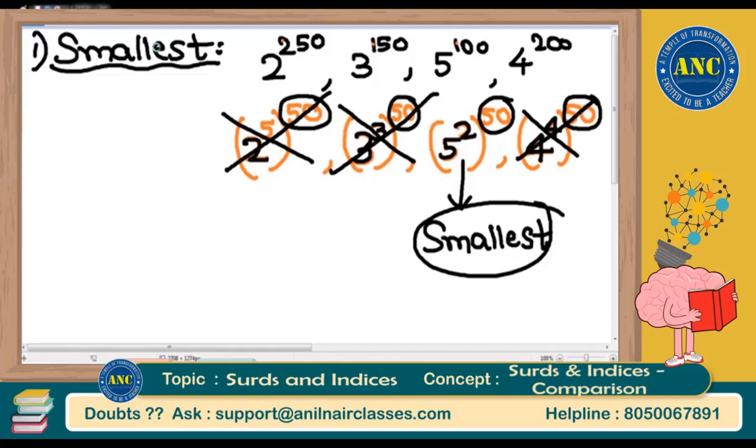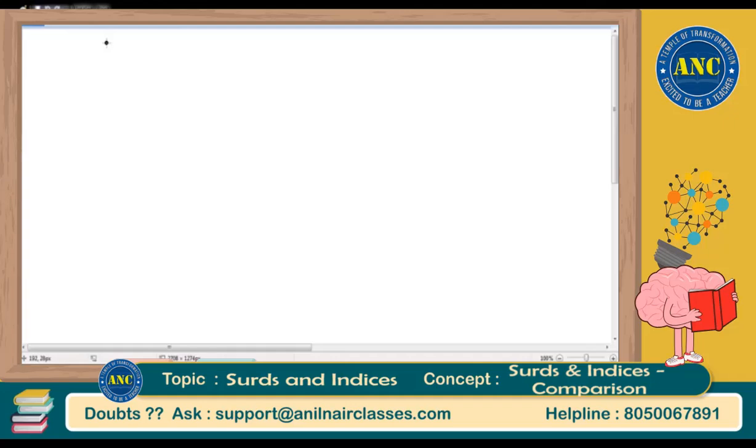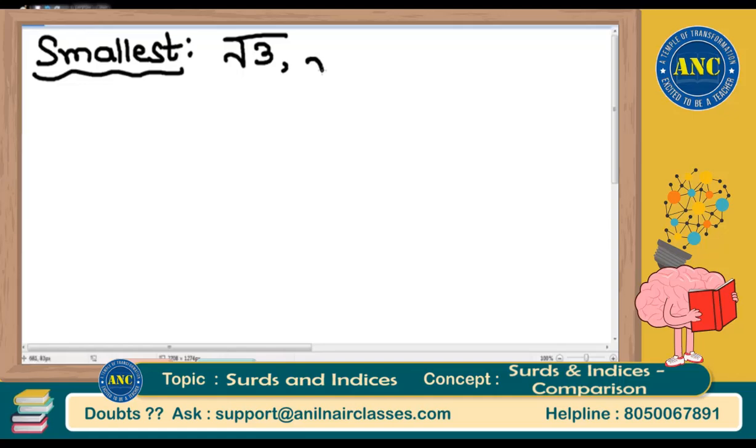Second question. Please see this second question. Again, I am interested in finding which is the smallest. First question was based on indices, where only power was there. Second question is based on surds, where it is not a perfect square or perfect cube: cube root of 3 wait, square root of 3, cube root of 2, square root of 2, cube root of 4. These are the four values given, and I am interested in finding which is the smallest out of these four.